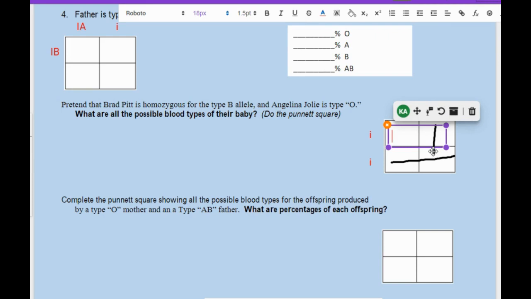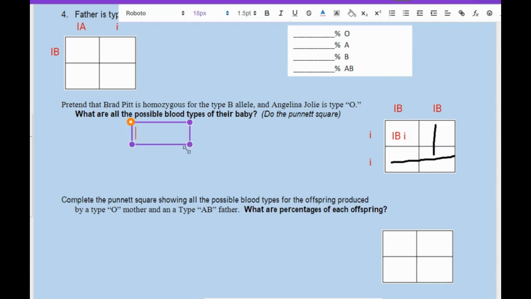1 out of 1 is the same as 4 out of 4. It's 100%. Big I^B from Dad and little i from Angelina Jolie. So what are their kids going to be? All of them. 100% of their kids will be type B. Because remember, O is recessive. So if you have a B allele with the type O, you have type B blood.